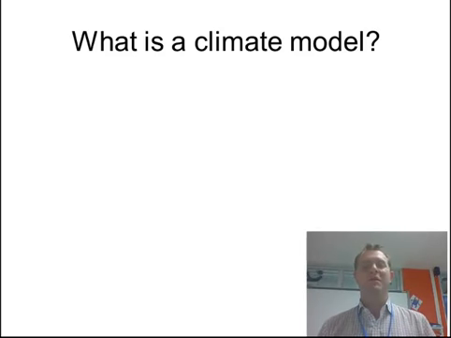During this session, what I really hope to do is extend our thinking about climate models and develop a slightly more effective one than we've used before. Okay? So first of all, let's think about what a climate model really is.